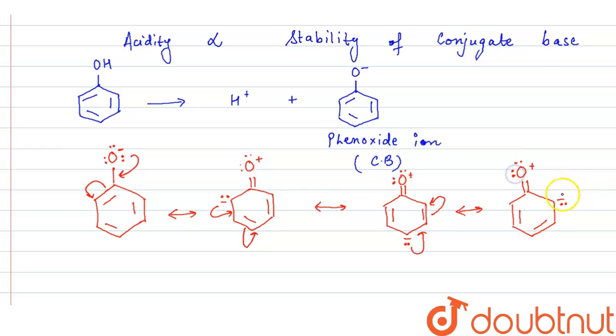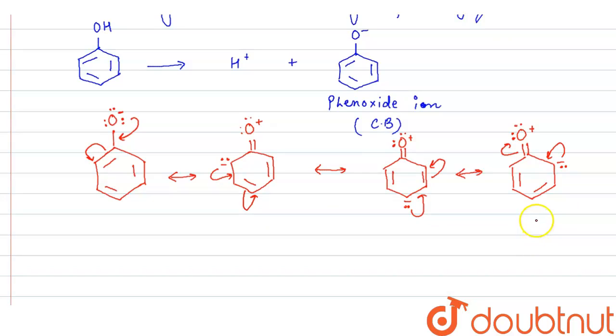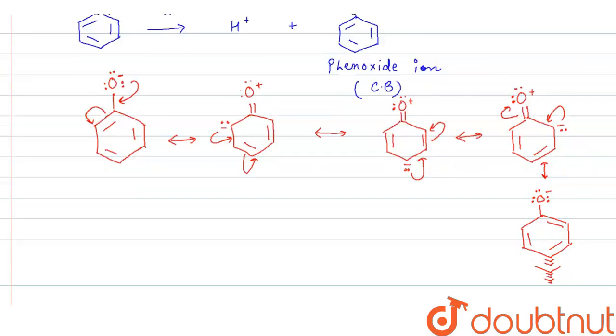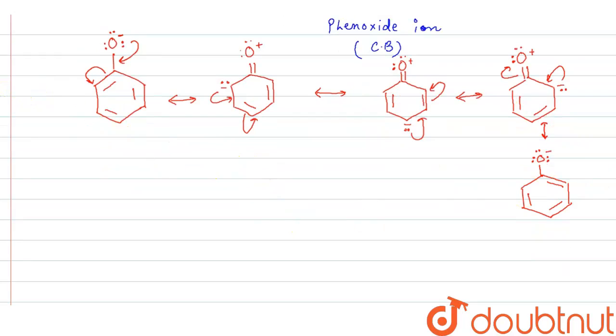2 lone pairs. Now when this electron transfers here, this bond breaks, and from here again we get double bond, and this double bond, and here we have O negative. Right. So these are the 5 resonating structures which are possible here. This is first, this is second, this is third, this is fourth, and this is fifth.